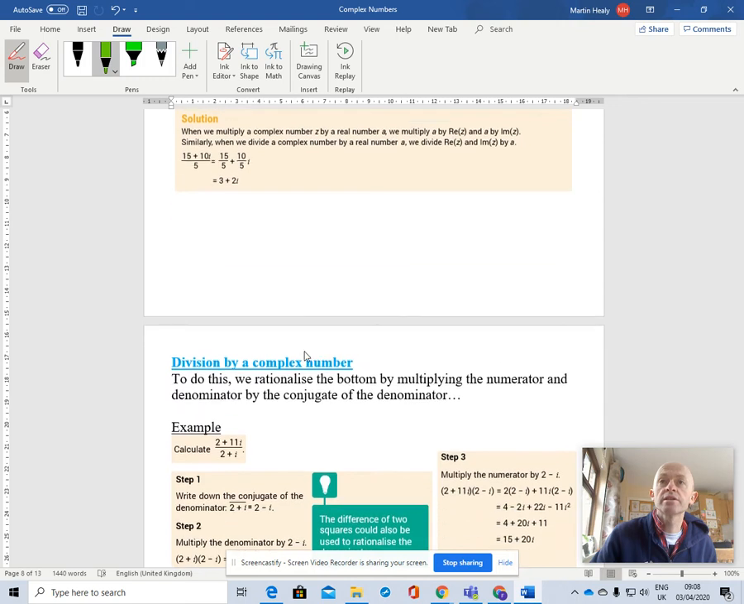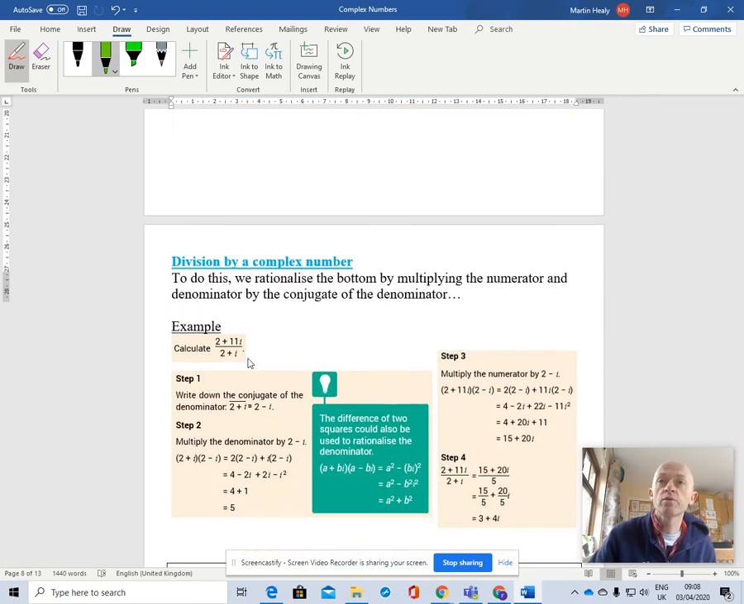We use that method actually when we're dividing by complex numbers because we multiply the top and bottom. The method used for dividing complex numbers is we multiply the top and bottom by the conjugate of the denominator. The reason we do that is because that makes the bottom a rational number. Like in this example here, when I multiply 2 plus i by 2 minus i, it will end up with 5. And then I can do what I did in the previous example.